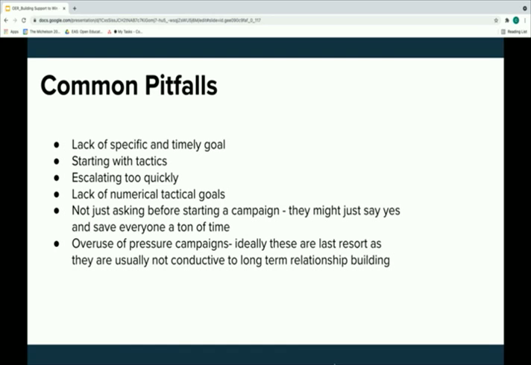So here are the most common pitfalls. One is lack of a specific or timely goal. This is the raising awareness problem. I'm going to say this again. Throw raising awareness into the sun. Great.